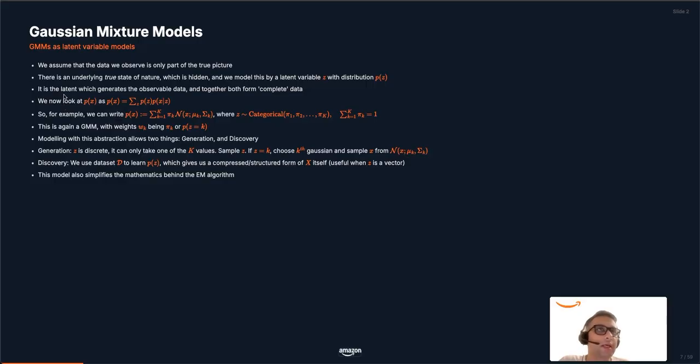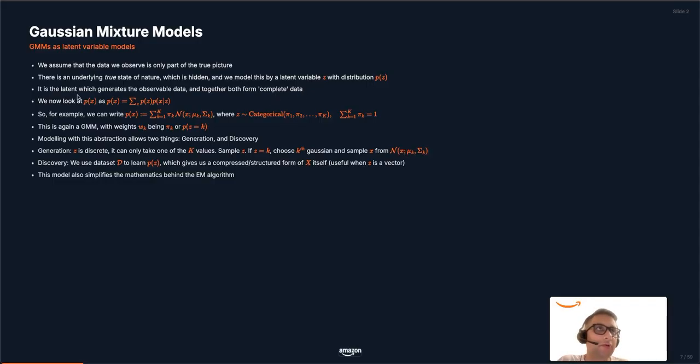So what we say is that it is this latent which generates the observable data. This idea of generation from latent is very powerful, and together they form the complete data. So for now, understand that there is a latent, and this latent generates this data. It's a mathematical model that I'm building to explain my data.